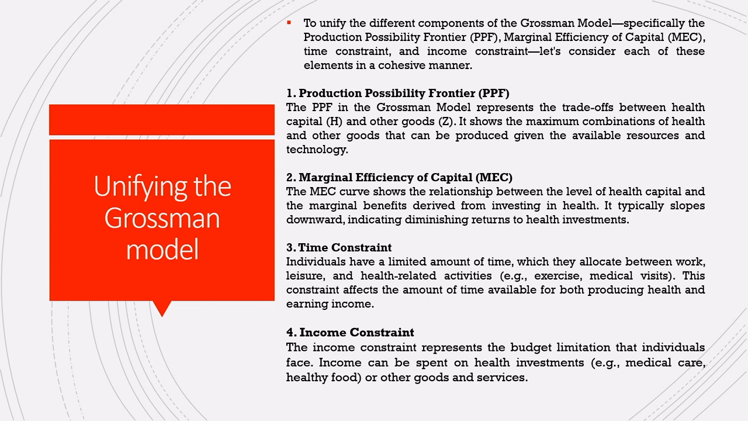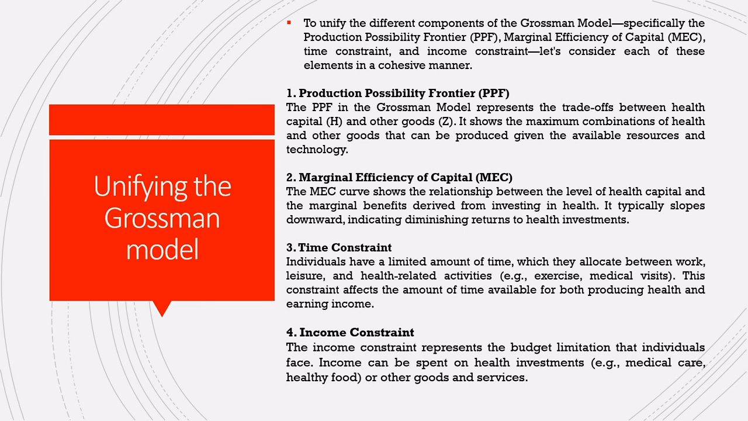In the case of the production possibility curve, we saw that the Grossman model also represents the trade-off between health capital H and other goods Z, and it shows the maximum combinations of health and other goods that can be produced given the available resources and technology. We discussed the marginal efficiency of capital curve, which shows the relationship between the level of health capital and the marginal benefits derived from investing in health. And we saw that it typically slopes downward, indicating diminishing returns to health investments.